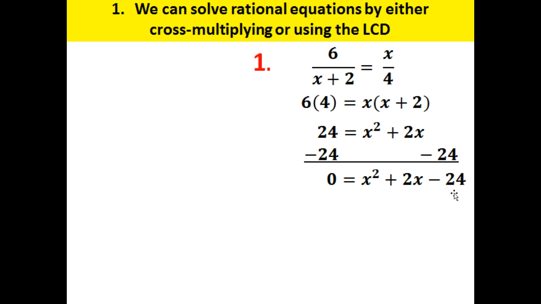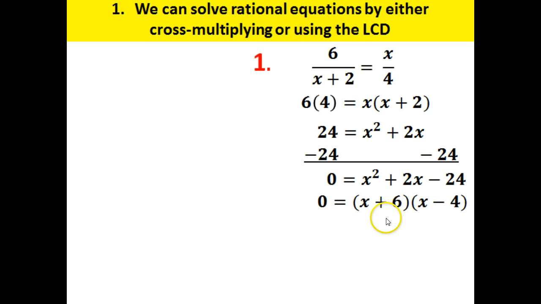Now you can notice that this is a quadratic equation. You can plug it into the quadratic formula. That will work. I also see that this one is factorable. Two numbers that multiply together to give me negative 24, but add together to give me 2 are positive 6 and negative 4. So I can do my factors that way. So I'll do that now.